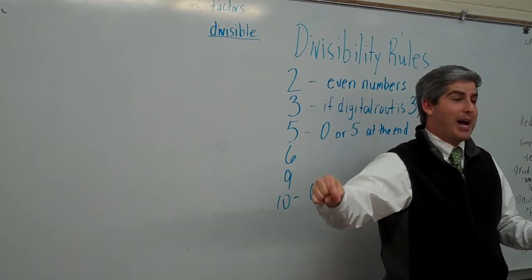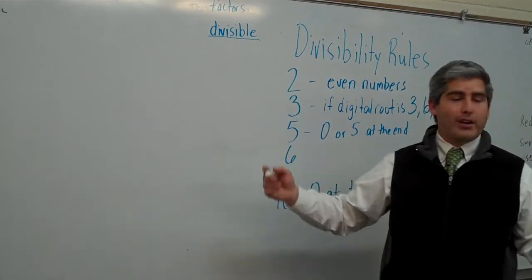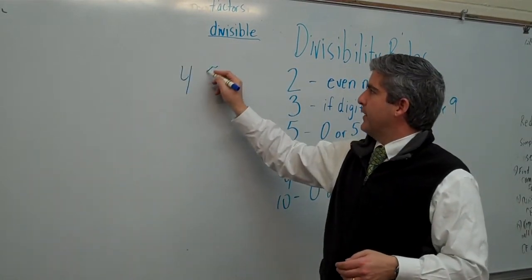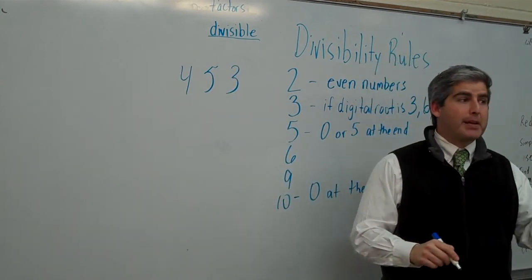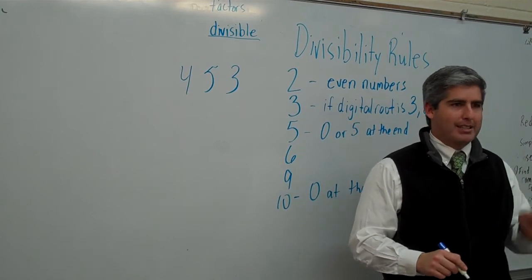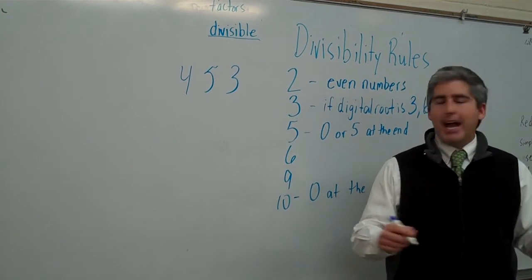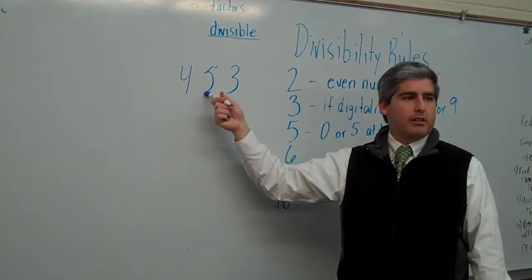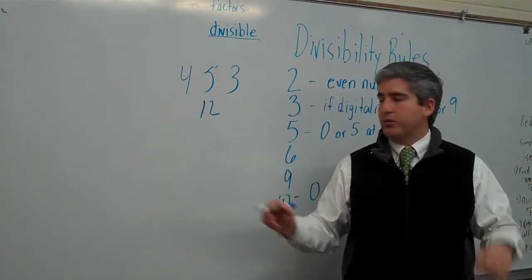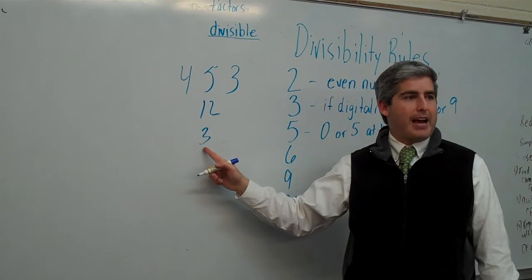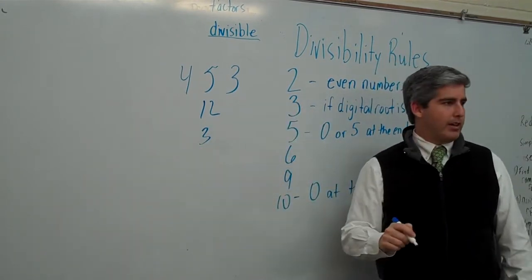100%, unless you added wrong, which is a possibility. Okay? So if we had a number, for example, 453. Now, just because it ends in 3 does not mean it's divisible by 3. It doesn't mean 3 is a factor. But if you want to know if 3 is a factor, add up the digits. 4 plus 5 equals? 9. Plus 3 equals? 12. That's 12, but that's 2 digits, so we need to do 1 plus 2. 3. So is 3 a factor? Yes. 3 is a factor of 453.